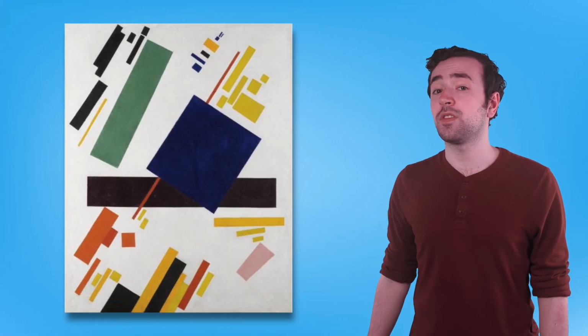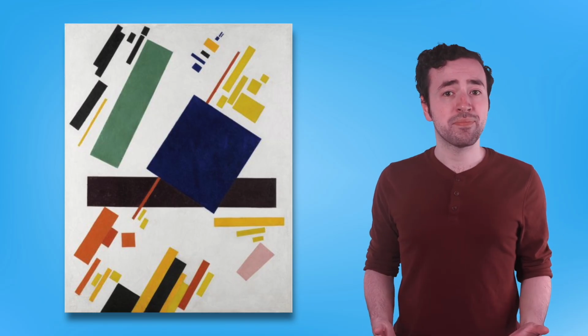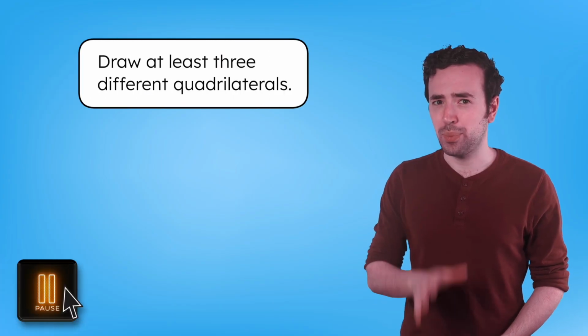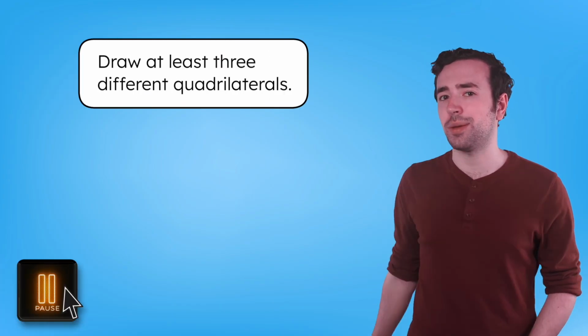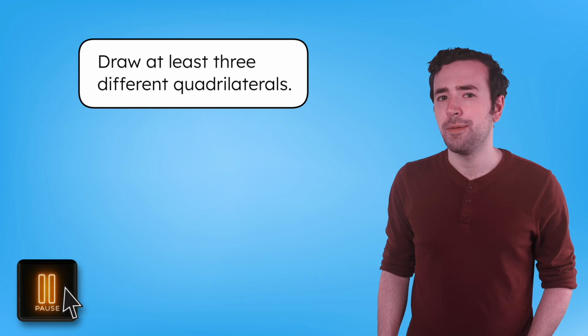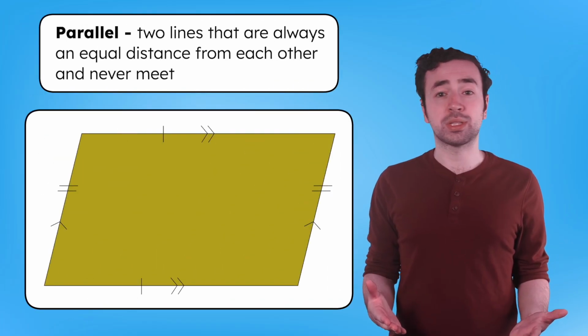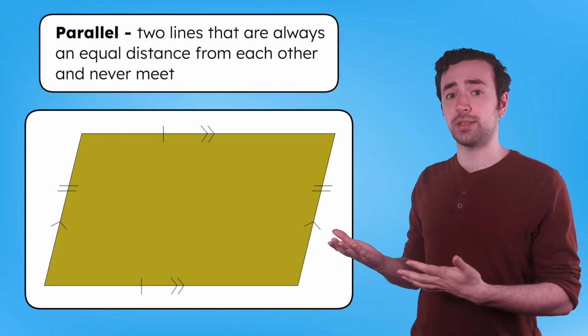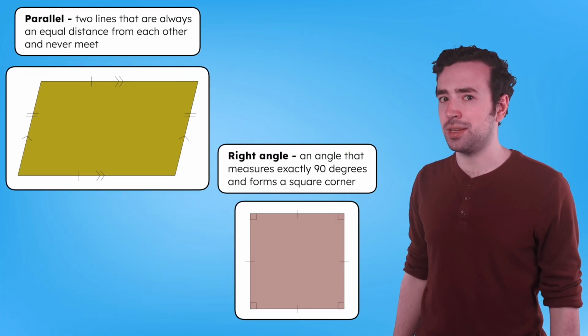Just like we observed in Malevich's painting, not all quadrilaterals are the same. How many different types of quadrilaterals can you make? Pause the video here to draw at least 3 different four-sided shapes. You might have drawn some examples that have parallel sides like this, or maybe you have a quadrilateral with right angles where the sides meet.